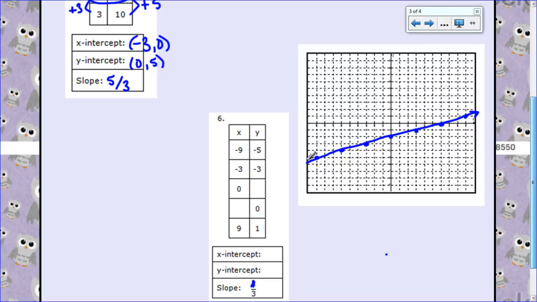And make a line, and I can see now that it crosses the y-axis here and the x-axis here. So my x-intercept is at 0, negative 2. Sorry, that's my y-intercept. It's at 0, negative 2.